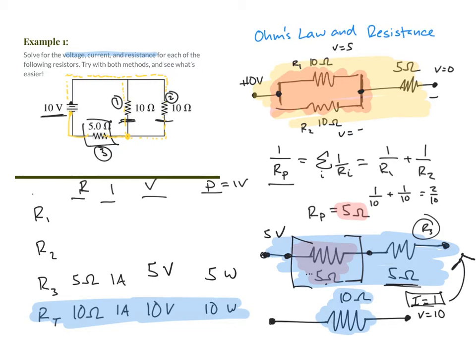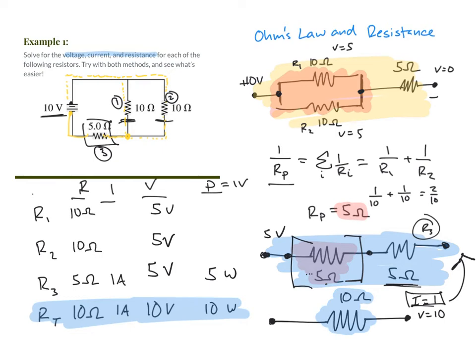The voltage across each of those branches is 5 for resistors 1 and 2. So we can fill that in the chart. Resistor 1 has a voltage of 5. Resistor 2 has a voltage of 5. And they each have a resistance of 10 ohms.